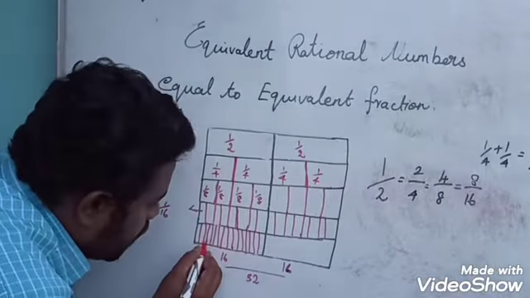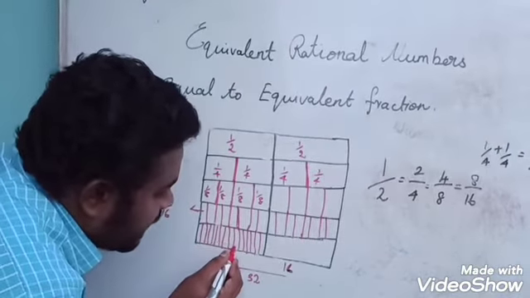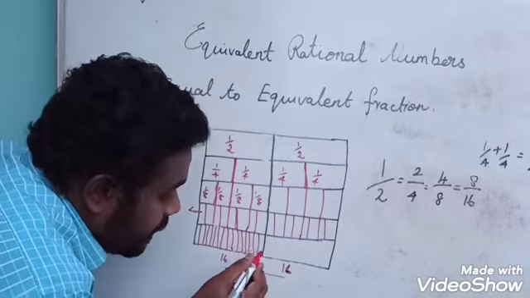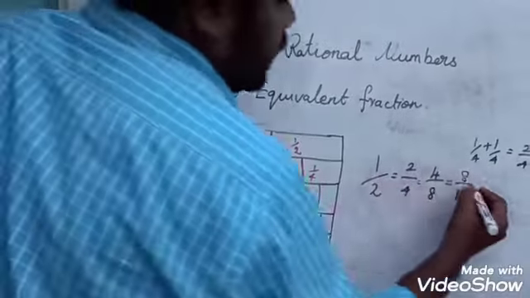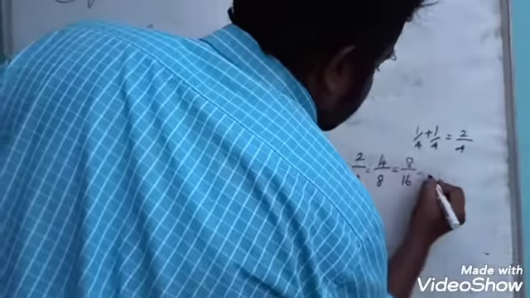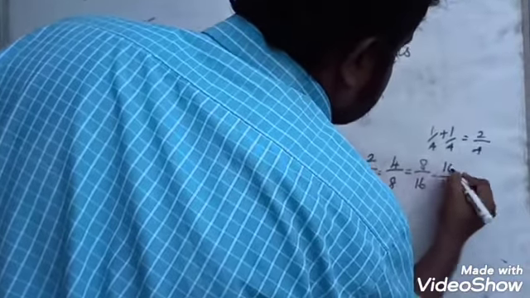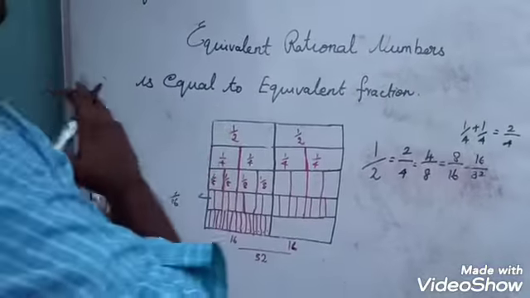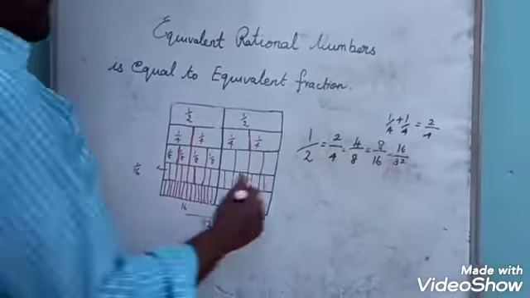So 1, 2, 3, 4, 5, 6, 7, 8, 9, 10, 11, 12, 13, 14, 15, 16. So totally 32 parts. We take 16 parts. Now we simplify each and everything.